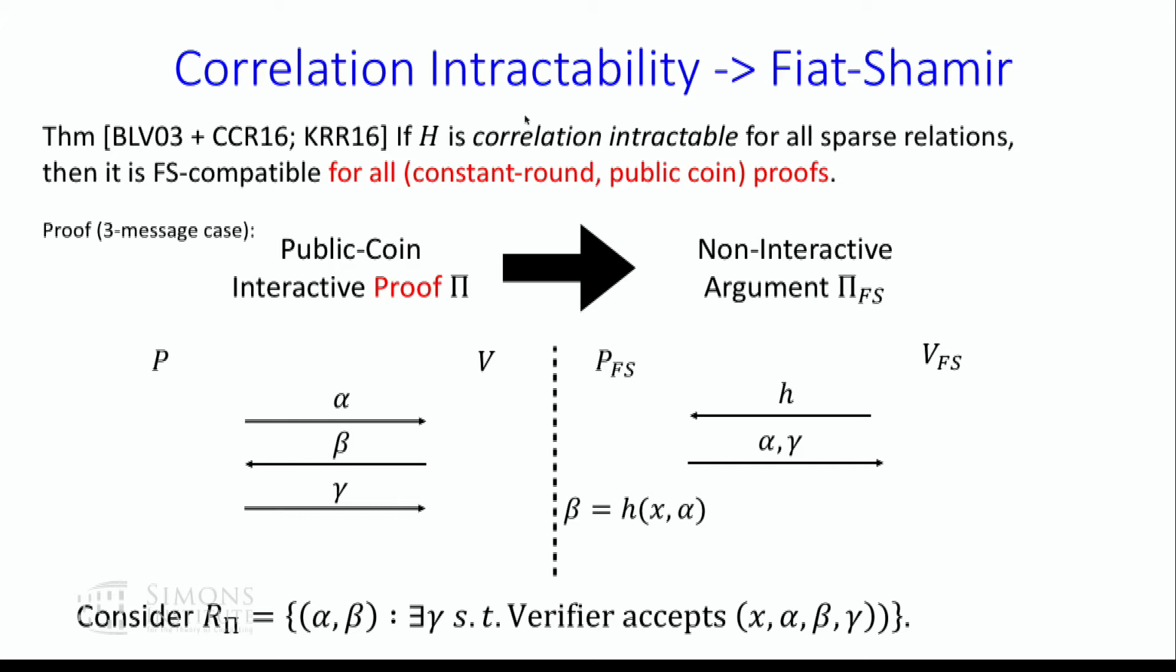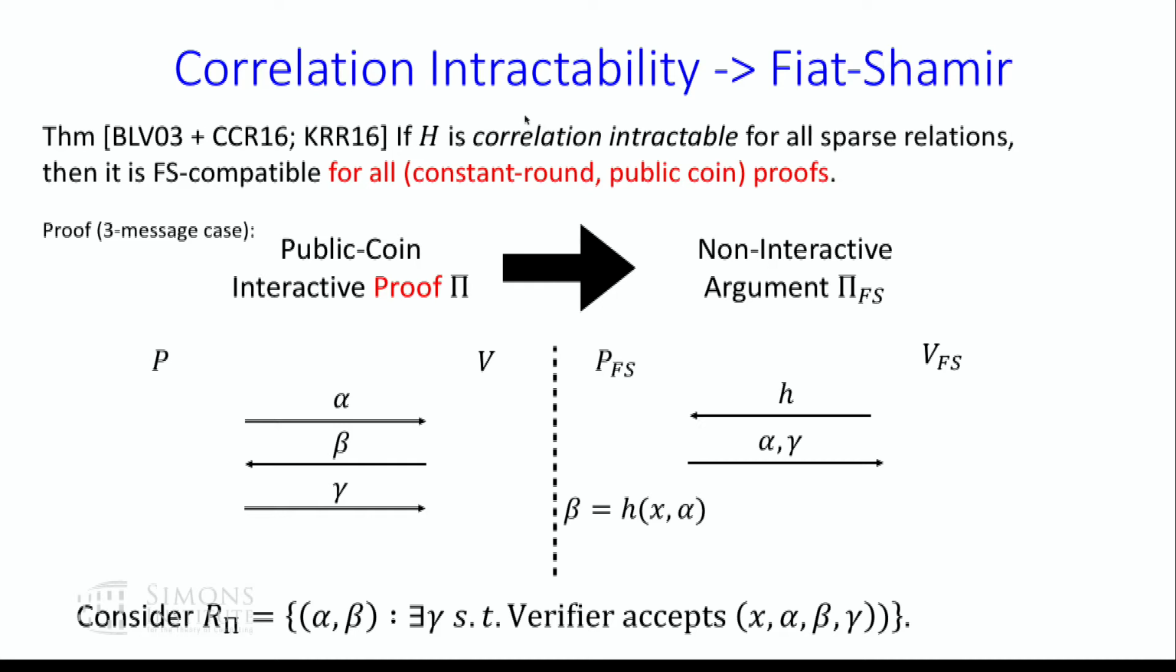Just consider a relation where the inputs are alphas and the outputs are betas, and the relation is satisfied if there exists any gamma at all making the transcript alpha, beta, gamma accepting for x. In order to be done, we need to argue that the relation is sparse. If this relation is sparse, then the correlation intractability of h with respect to R will guarantee the soundness of the right-hand side protocol. This is because correlation intractability says it's hard to find a first message alpha such that there even exists a gamma, in the world, that you could write down, making the transcript accepting. So correlation intractability suffices as long as this relation is sparse.